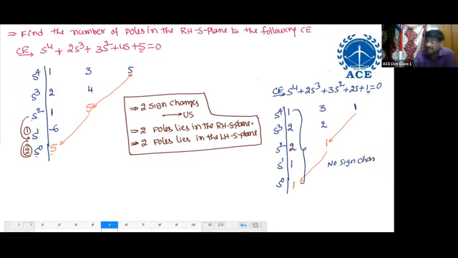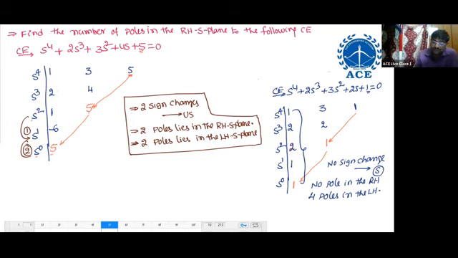No sign change. That means the given system is what? Stable. No pole in the right. So 4 poles in the left. That's all. Next problem.